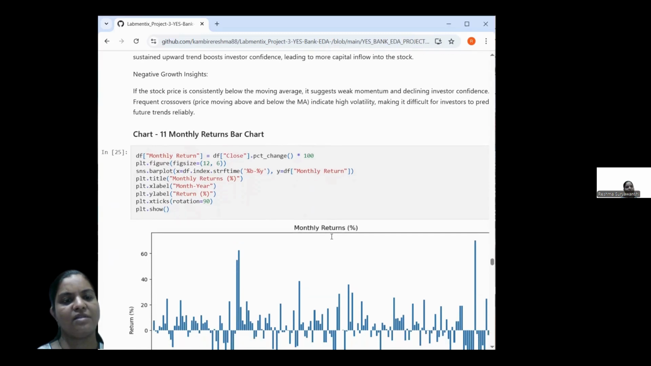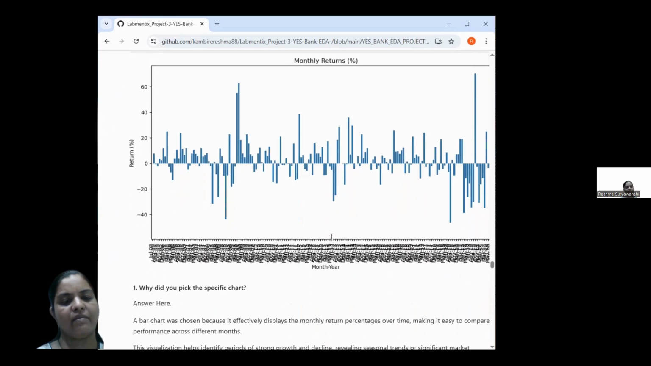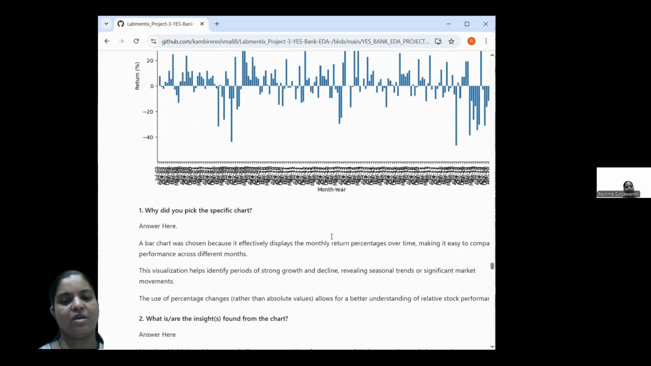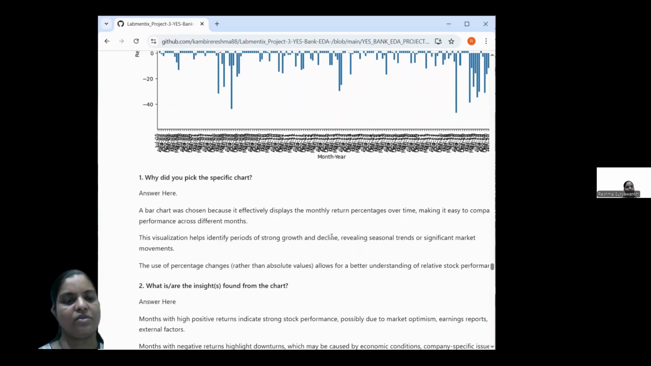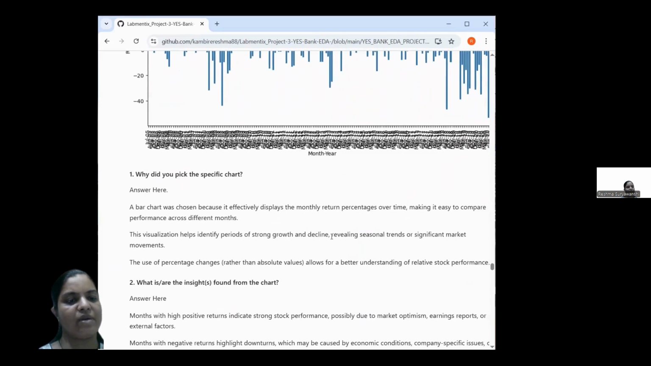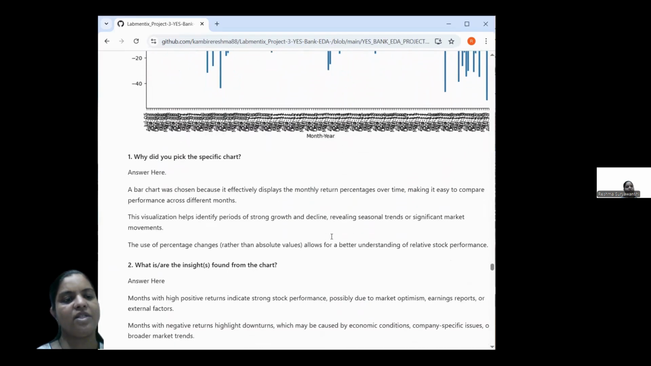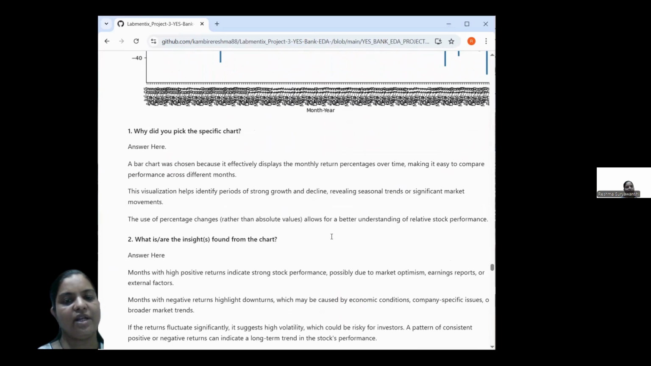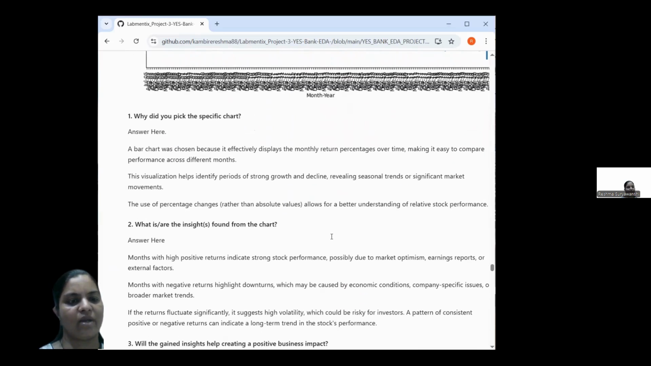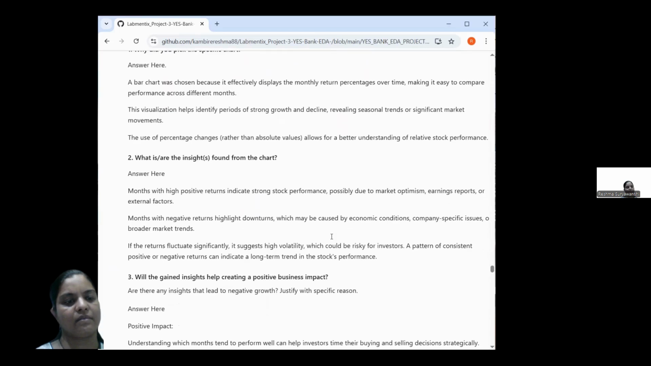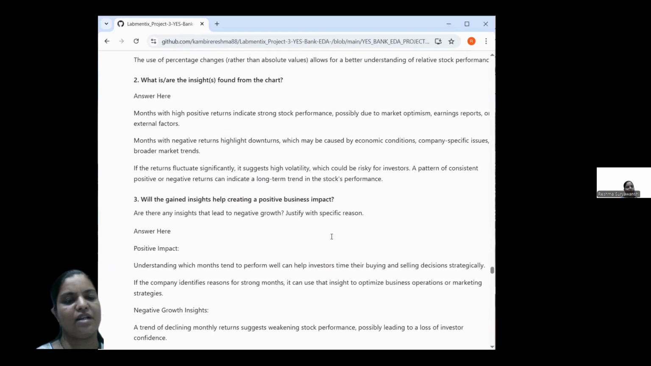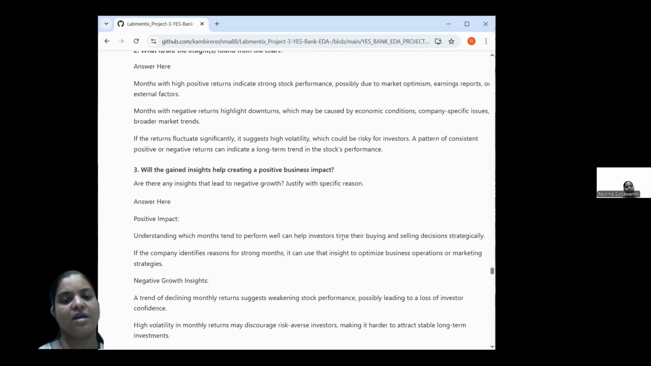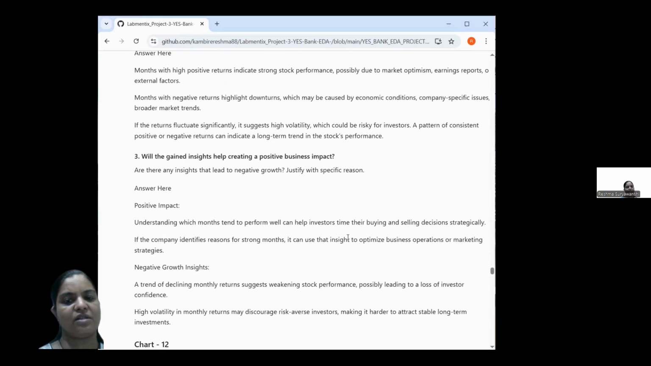Next is monthly returns bar chart, where a bar chart was chosen because it effectively displays the monthly return percentage over time, making it easy to compare performance across different months. The visualization helps identify periods of strong growth and decline, revealing seasonal trends or significant market movement. So, here, understanding which month trend tends to perform well can help investors time their buying and selling decision strategically.